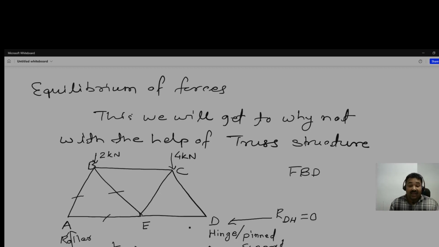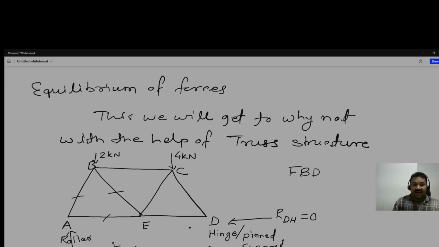Okay. So in this way, both the support reactions are replaced by two vertical reactions, RA and RD. For more simplicity, because there is no horizontal reaction, RD itself is the vertical reaction.